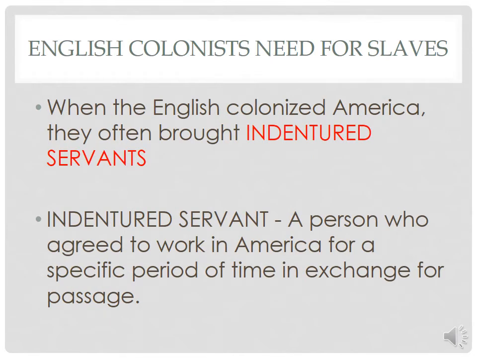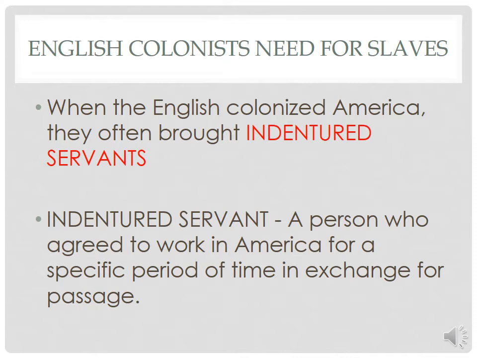English colonies' need for slaves. When the English colonized America, they often brought over indentured servants. Indentured servants, if you remember from John Green's Crash Course, are people who agree to work in America for a specific period of time in exchange for passage. These were poor white Europeans who could not afford the passage on the boat to the New World. They wanted to get to the New World to start a new life, but they couldn't afford it.